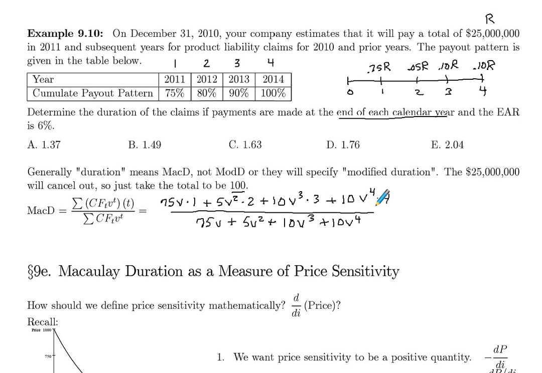And now all we have to do is plug in our discount factor. So if we go ahead and plug in V is 1 over 1.06, because our EAR is still 6%. So this is 1 over 1.06. And if you do the calculator work here, you will get 1.49. And you might want to go ahead and double check that, and that's B, just to make sure that you're getting the same answer that I am.